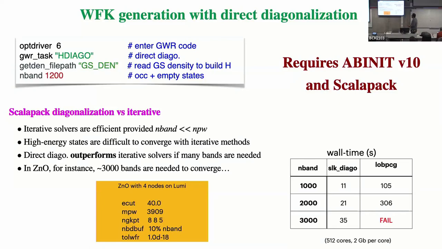And this is a benchmark for zinc oxide that compares the wall time needed by direct diagonalization versus the iterative eigenvalue solver. So this is what I would recommend for your GW calculation when Abinit 10 will be released. But it was already available at version 6. But not with ScaLAPACK. Not with ScaLAPACK. Okay.